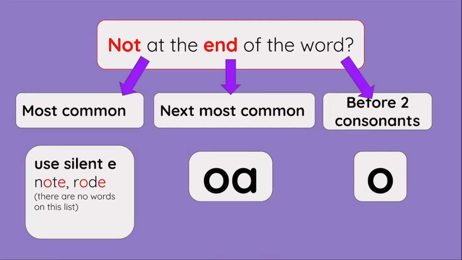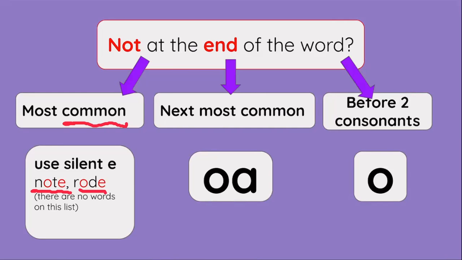The most common way that we spell the O sound when it's in the middle of a syllable is when we use a silent E, like when we have here, note, and we have the E that makes the O say O, or road, and the E makes the O say O. But we don't have any of those words on this spelling list. That was all last year or earlier this year.